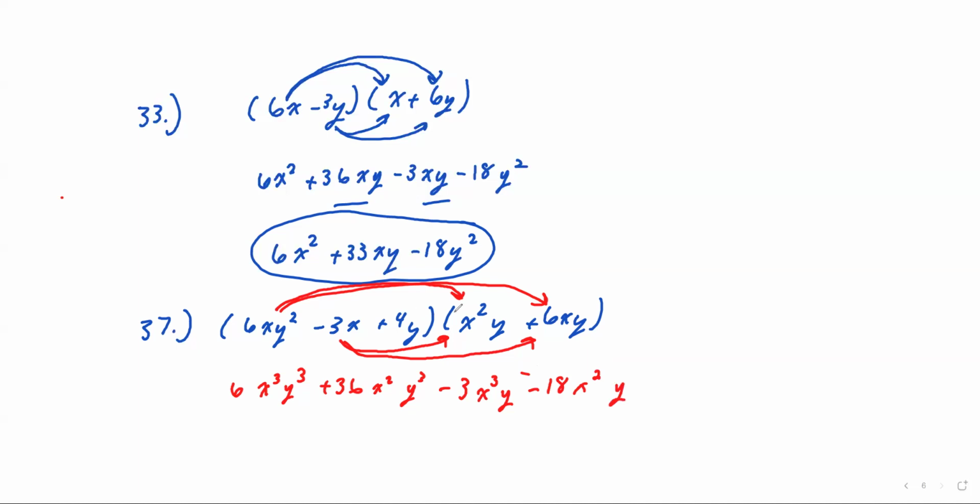Last part now, I'm going to do this last term to them. So 4y times x squared y would give you a positive 4x squared y squared. And then 4y times 6xy, so that'd be 4 times 6, which is 24xy squared. And by keeping it in alphabetical order, you can easily see if there's anything that can be combined.